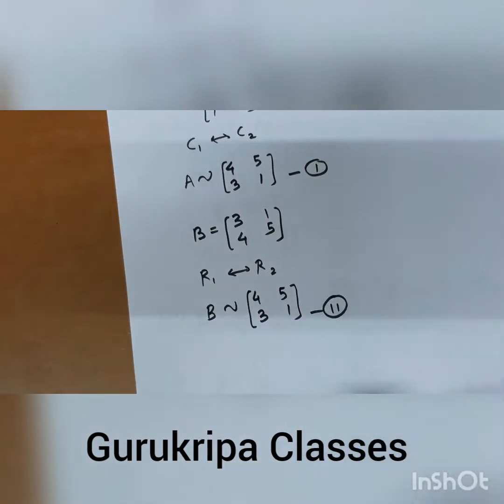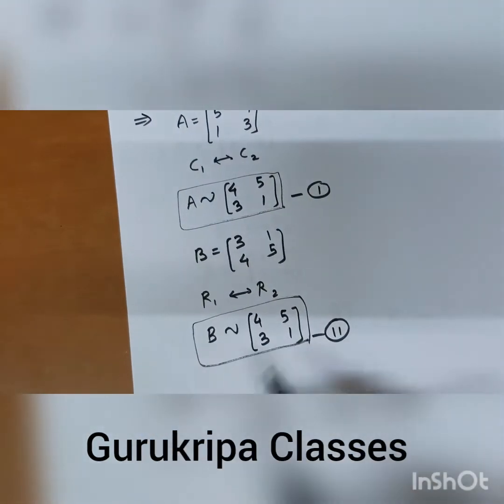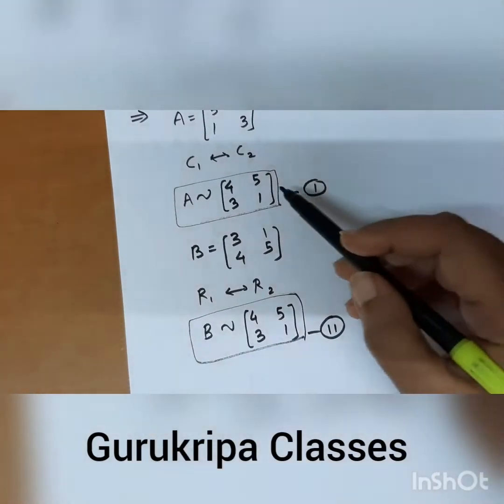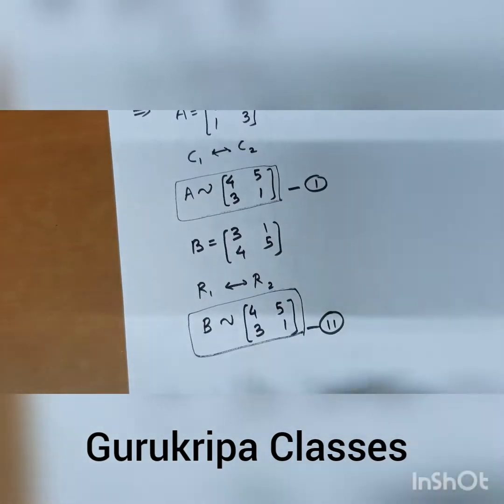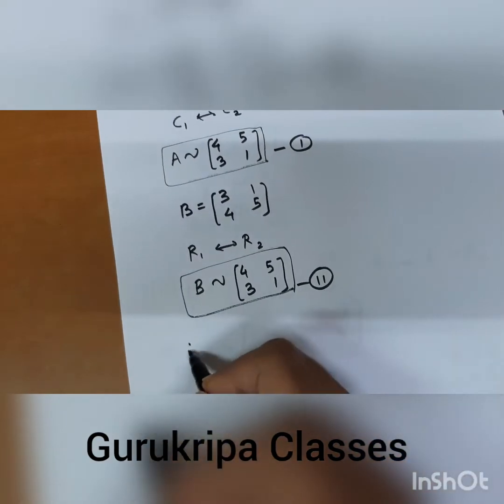So this is the second matrix. See, this is first and this is second. What do you observe from these two? These two matrices are equal, but these are transform matrices. So what will I write here?